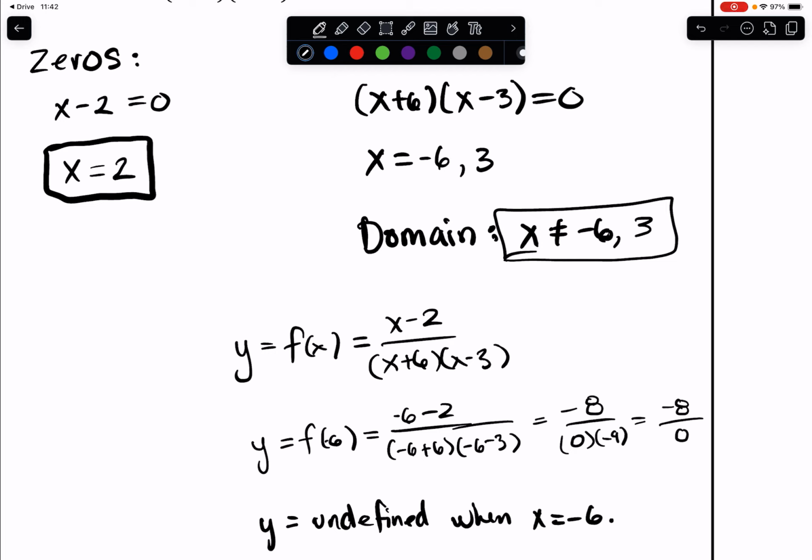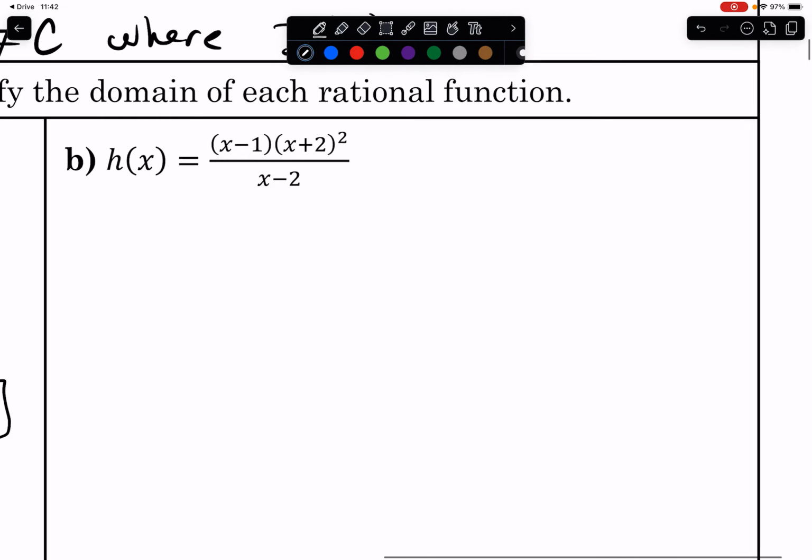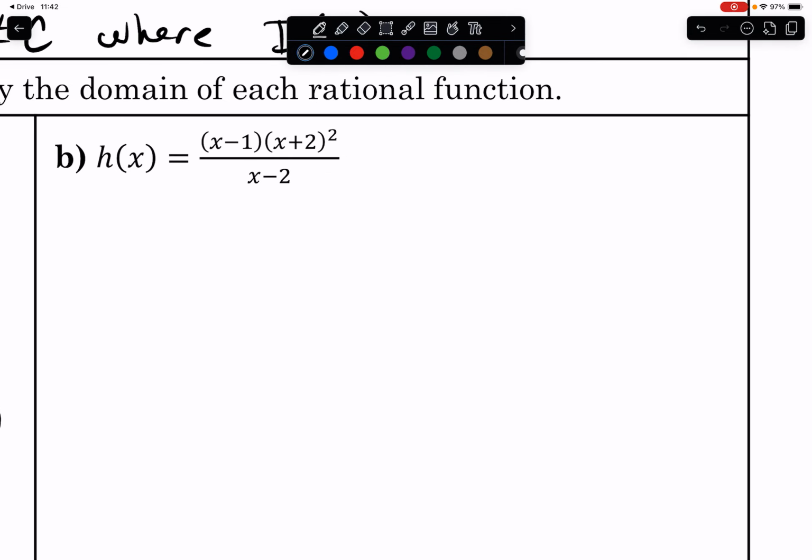So we'll say that x cannot equal to that, which means again we could plug in anything else except for those two values. Let's get the next example.